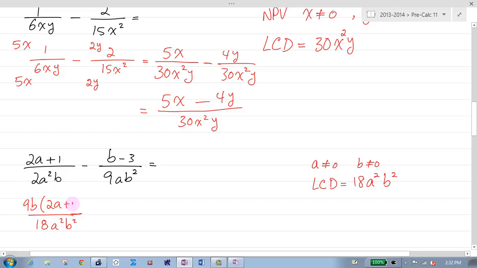Just say, okay, the numerators are multiplying and the denominators. Same idea for the second fraction. Now the denominator is going to be 18a squared b squared. Look for common factors: how did 9ab squared become 18a squared b squared? It was by multiplying by 2a, top and bottom. So I multiplied the top by 2a.